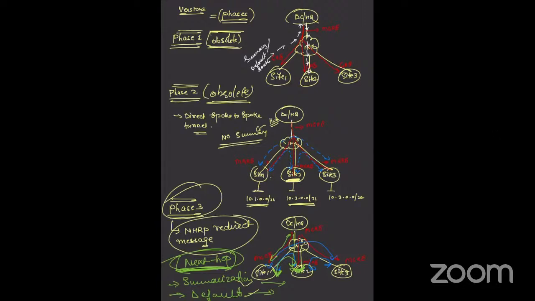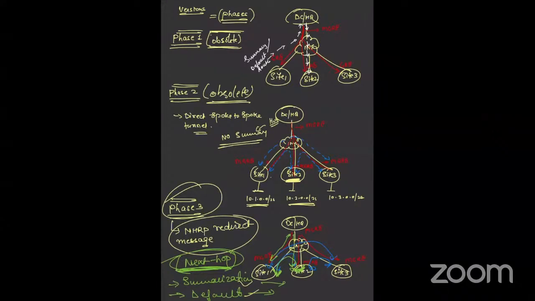Sir, this is Siddiq. Do you hear me, sir? Yes, yes. Sir, I have a question. Suppose on the hub side we have a Cisco device, but on the spoke side we have another vendor, Huawei, which does not support EIGRP.